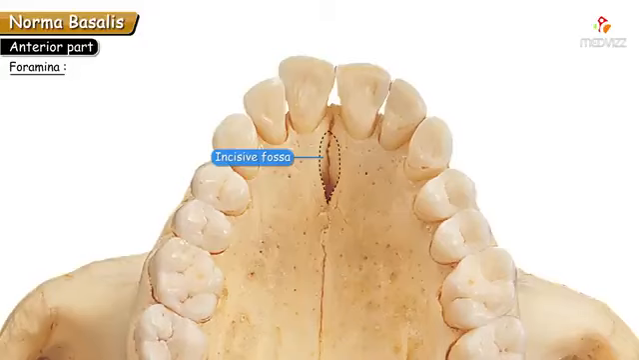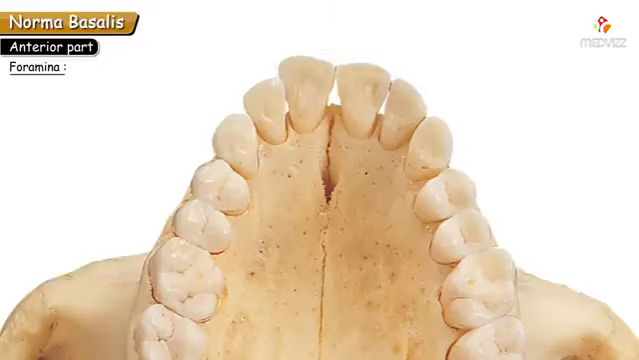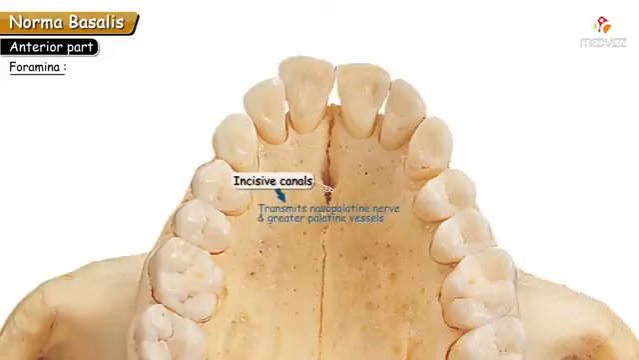Incisive fossa is present just behind the incisor teeth. So it is a deep depression present just behind the incisor teeth. And this incisive fossa, if we see keenly, it contains two openings, right and left incisive canals. Incisive canal transmits nasopalatine nerve and greater palatine vessels.